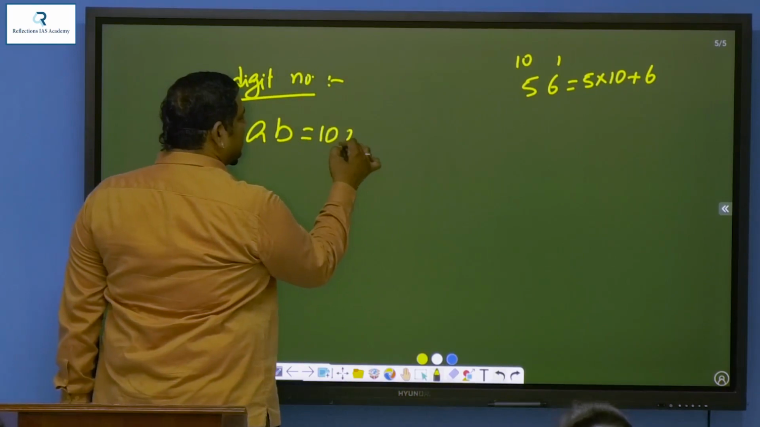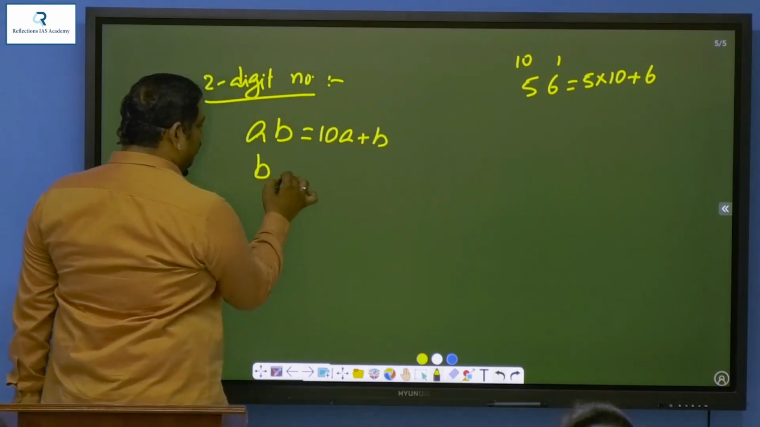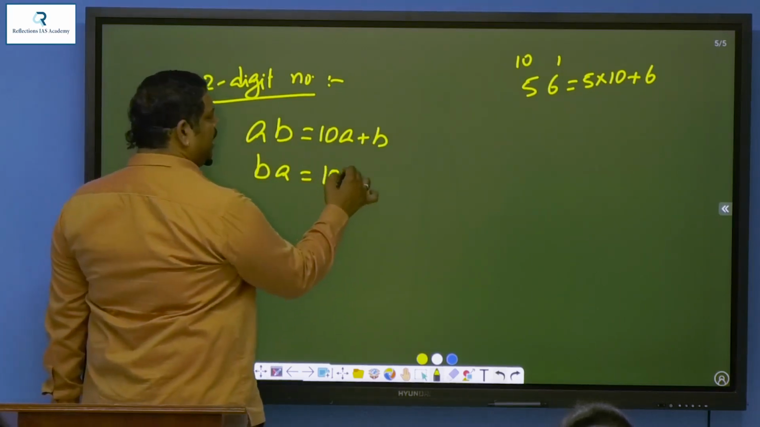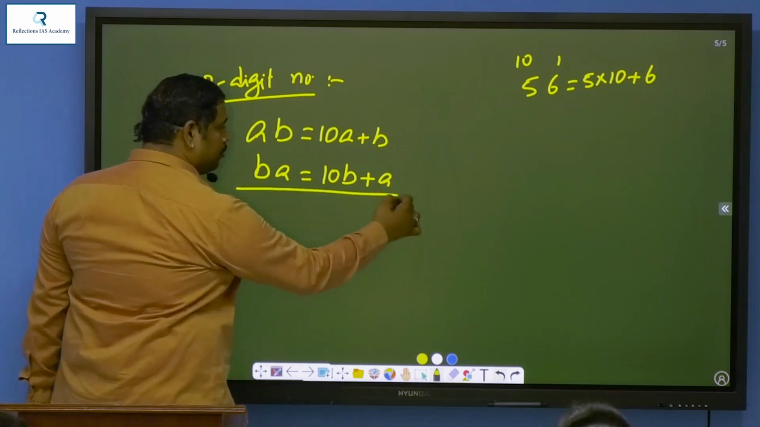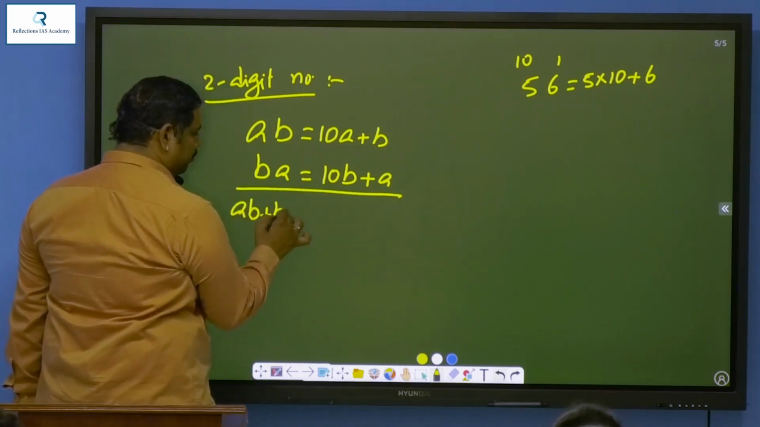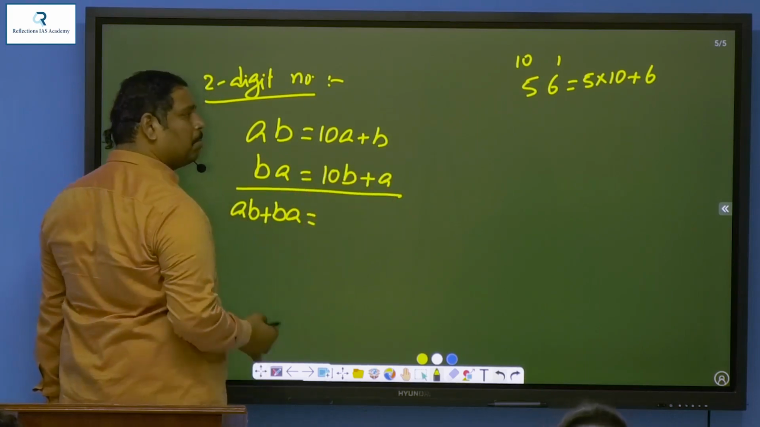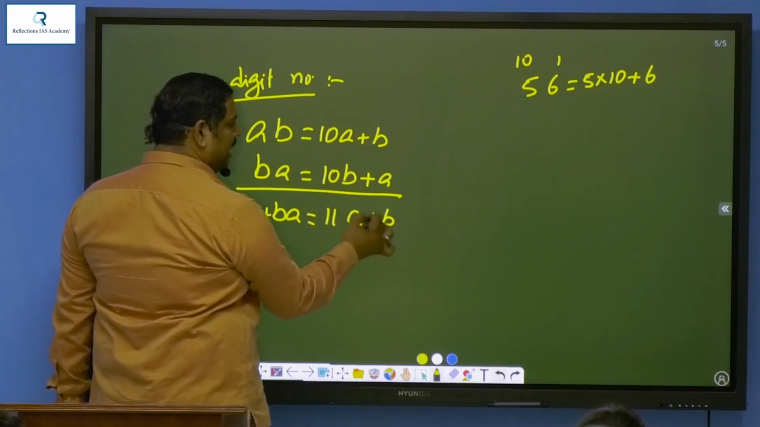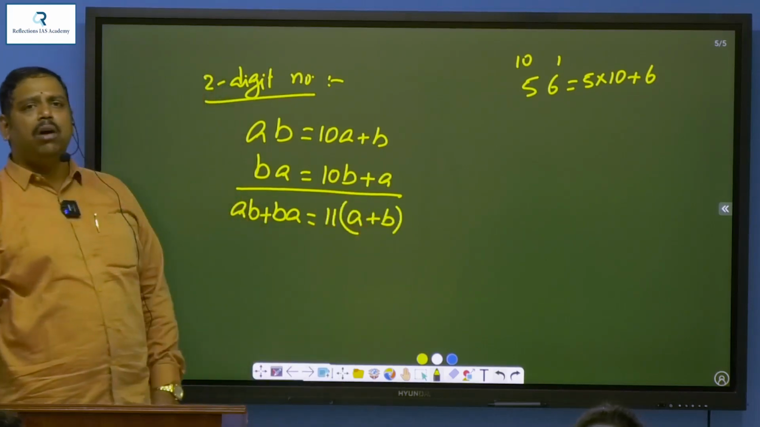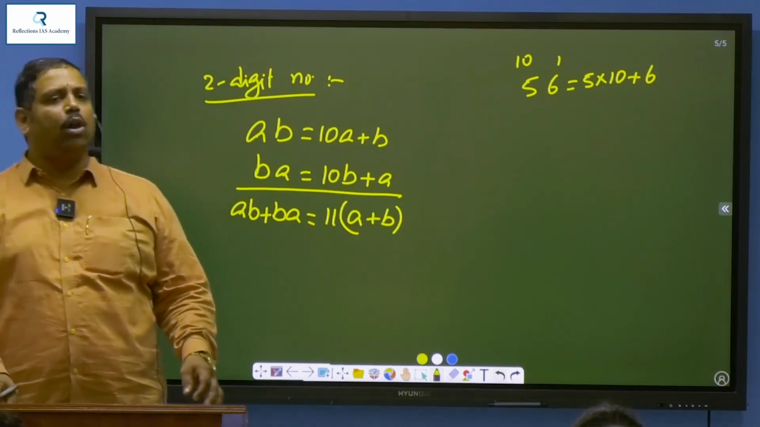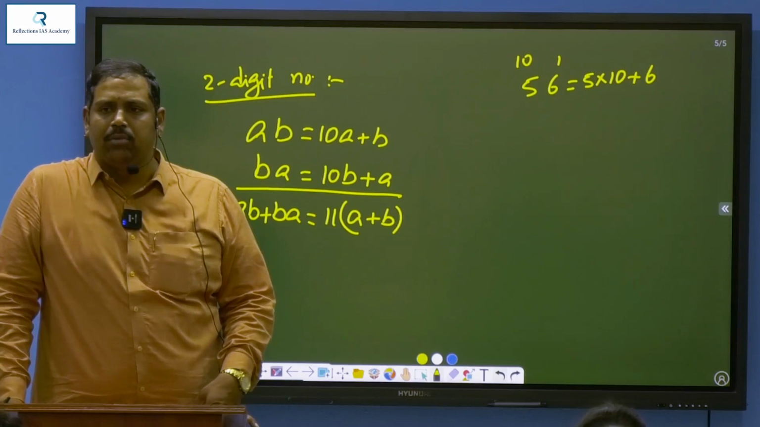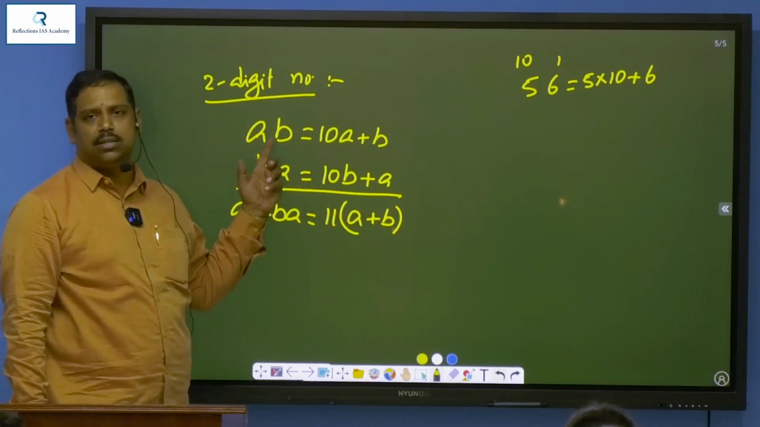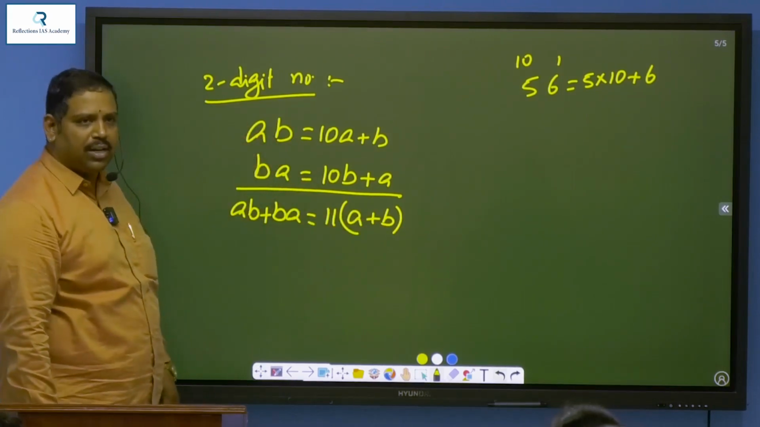AB means I can say that it is 10A plus B. Suppose if you take the reverse of it, BA, it will be how much? Say it loudly. 10B plus A. Shall we add both? AB plus BA is equal to 10A plus A, 11A, plus 10B plus B, 11B. Can I take 11 common? The sum of a 2-digit number and its reverse is always divisible by 11, or the sum of a 2-digit number and its reverse is 11 times the sum of the digits. Right or wrong? This is the point that you have to understand.